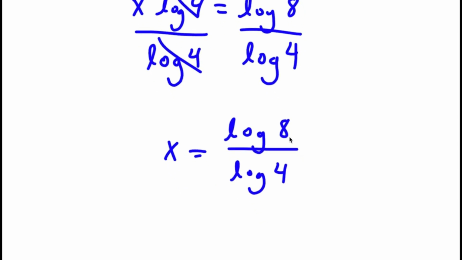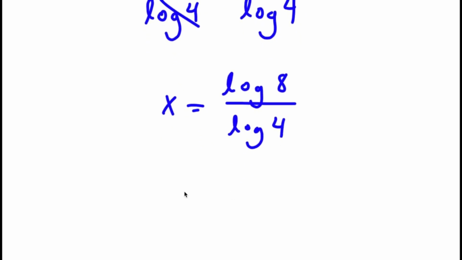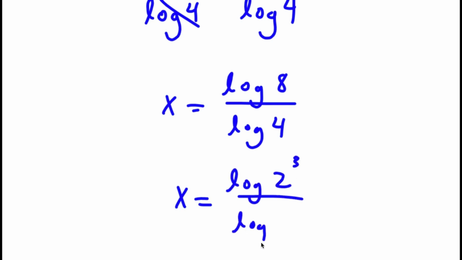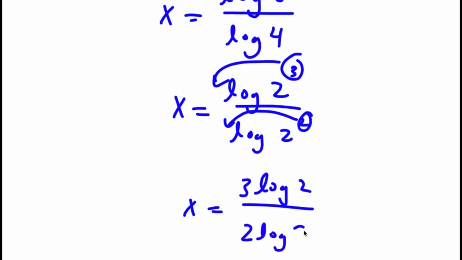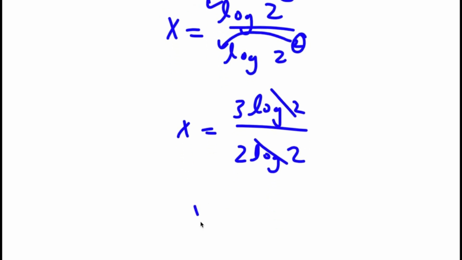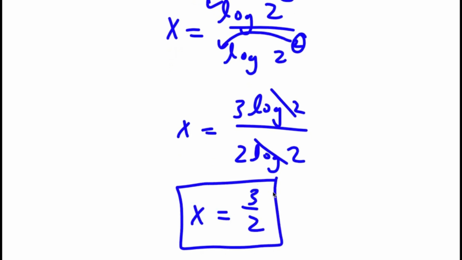Now, remember 8 is equal to 2 to the power of 3, and 4 is equal to 2 to the power of 2. So now I have log 2 to the power of 3 over log 2 to the power of 2. Now I can move these exponents to the front. So now I have x is equal to 3 times log 2 over 2 times log 2. These two log 2's can cancel out, so I'll simply be left with x is equal to 3 over 2. So this is my answer.